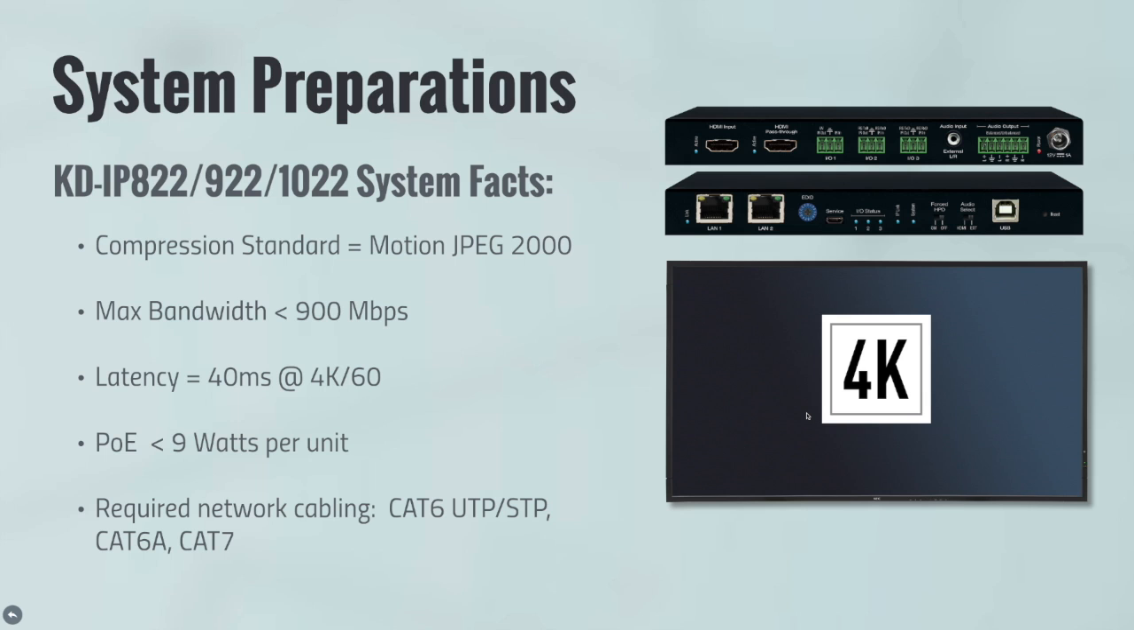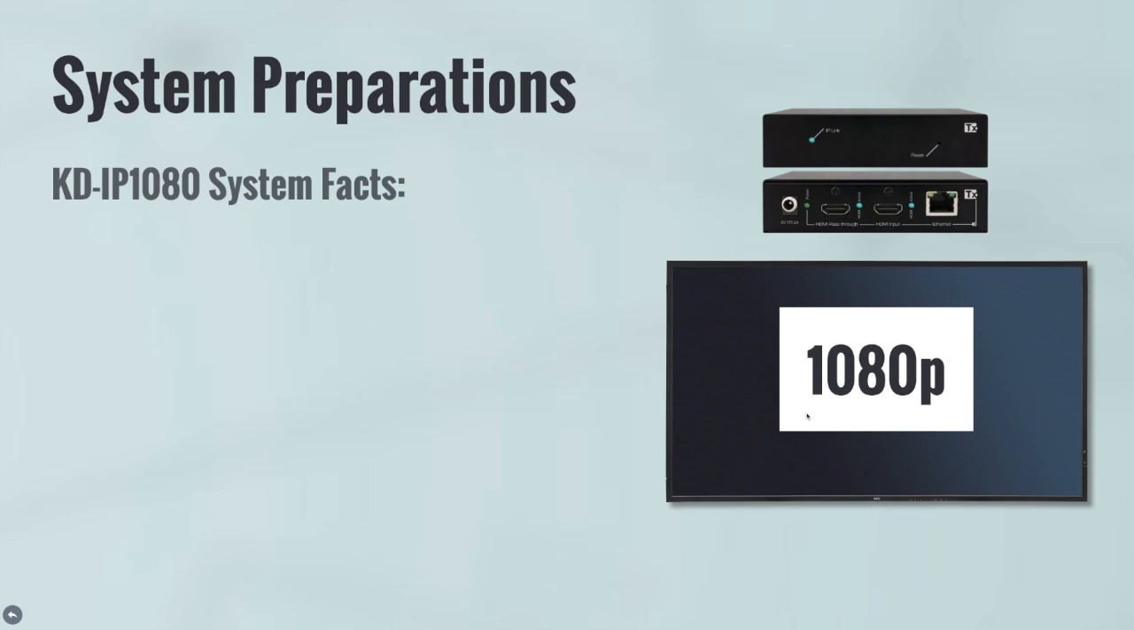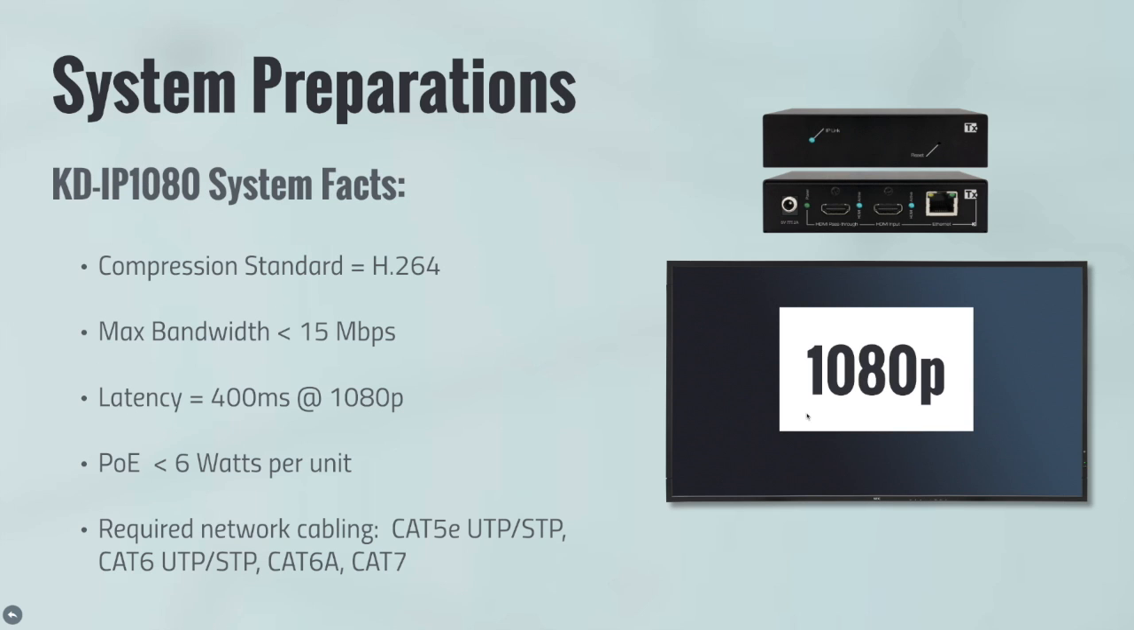They support PoE power, less than 9 watts per unit, and they do require Cat6 cable as a minimum. So you cannot install this into existing installs that are running using Cat5 or Cat5e. However, if that's what you've got, then that's going to be an ideal opportunity for our IP 1080 system using H.264 compression technology. That is a high compression resulting in a low bandwidth, but also resulting in a high latency of approximately 400 milliseconds at 1080p.